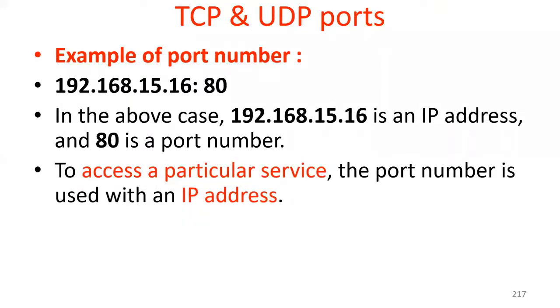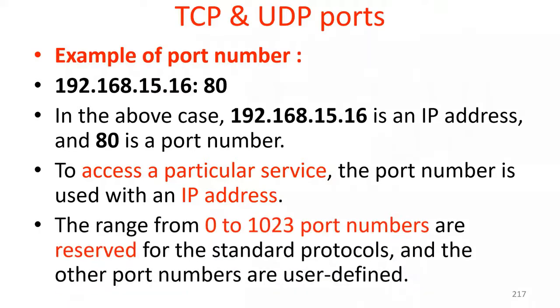To access a particular service, the port number is used with the IP address. If you want to access the HTTP service, the DNS service, or the FTP service, you access those services by using port numbers. The port number range is 0 to 1023, which is reserved for the standard protocols, and the other port numbers are user defined.